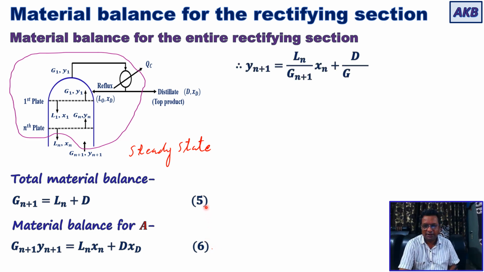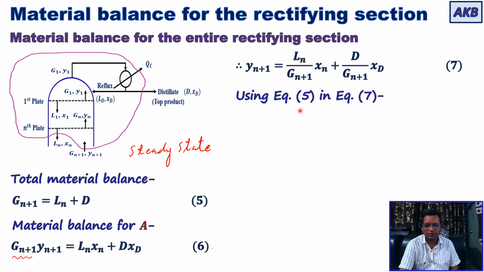And if you rearrange equation number 6, how is the rearrangement done? We are taking the Gn plus 1 term to the other side, that is the right hand side of this equation. So you will have Yn plus 1 is equal to Ln upon Gn plus 1 into Xn plus D upon Gn plus 1 into Xd, and I'm calling it equation number 7.